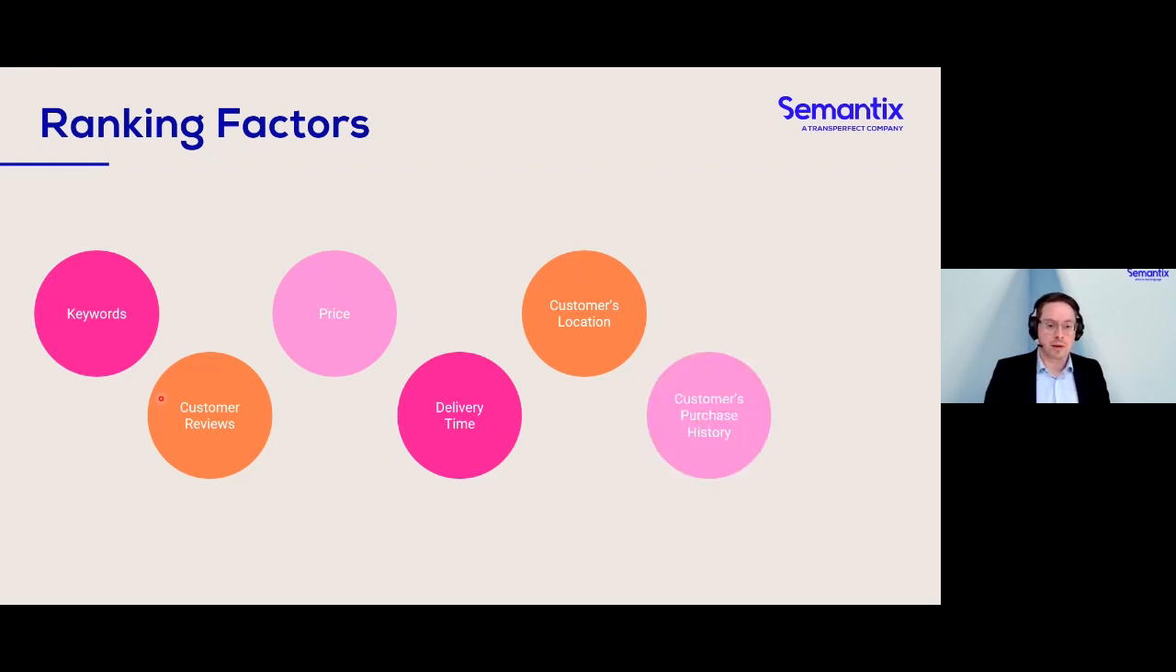One of the others that's really important, and I'm going to be talking about in the next slide, is customer purchase history. There are a few aspects to it that I'd like to dive into a bit deeper, so we're just going to hop over that one for now.